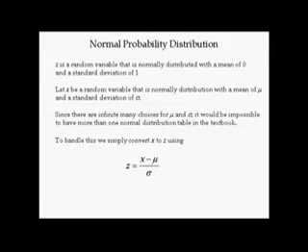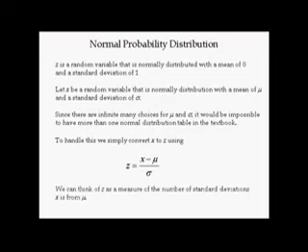We're going to standardize x. We're going to demean x and then change its standard deviation from sigma to 1. Recall that the z-score is just the deviation from the mean divided by the standard deviation. We can think of z as a measure of the number of standard deviations x is from the mean.